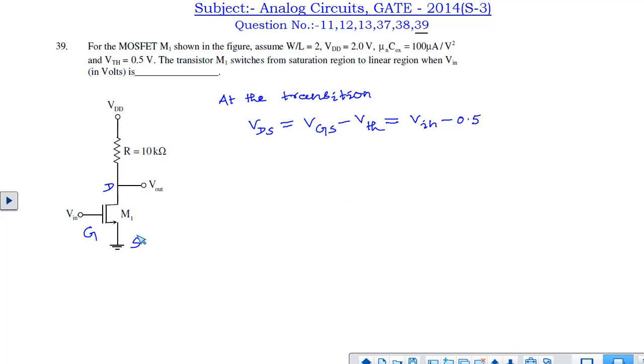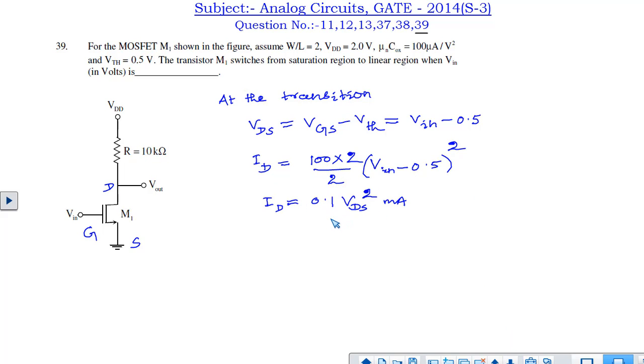As it is just switching from the saturation region to the linear region, we can apply the saturation current equation: ID equals mu n COX W by 2L times (VGS minus VT) whole square. After putting in the values, we will get the ID current to be 0.1 VDS square, in milliampere. VDS square, because Vin minus 0.5 is nothing but VDS. So this is the ID current.